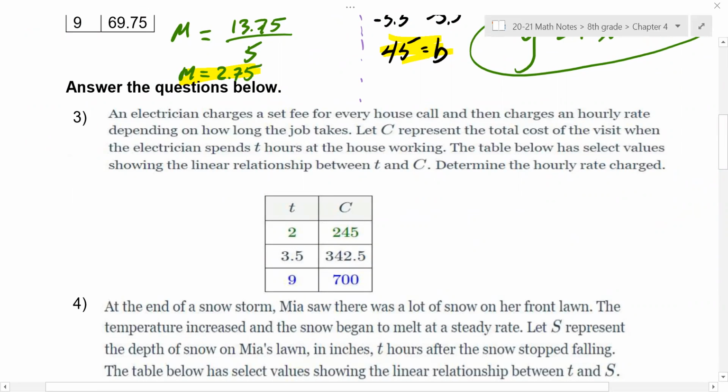Let C represent the total cost of the visit. So whenever you say a total cost, that's the Y output. So this C is just like Y. This T is just like the value of X. The electrician spends T hours at the house working. The table below has select values showing the linear relationship between T and C. Determine the hourly rate charged.